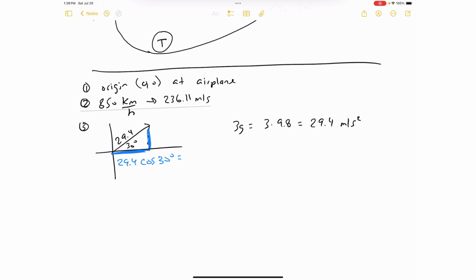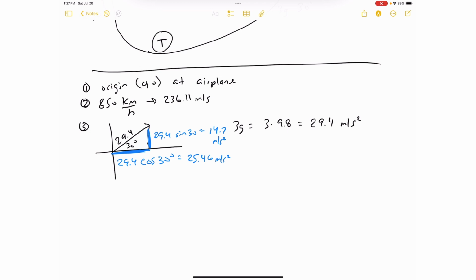And then the vertical, I want it to be 29.4 times the sine of 30. And the cosine one is 25.46 meters per second squared. This is acceleration in the horizontal. And the other one is 14.7. Obviously, it's meters per second squared.